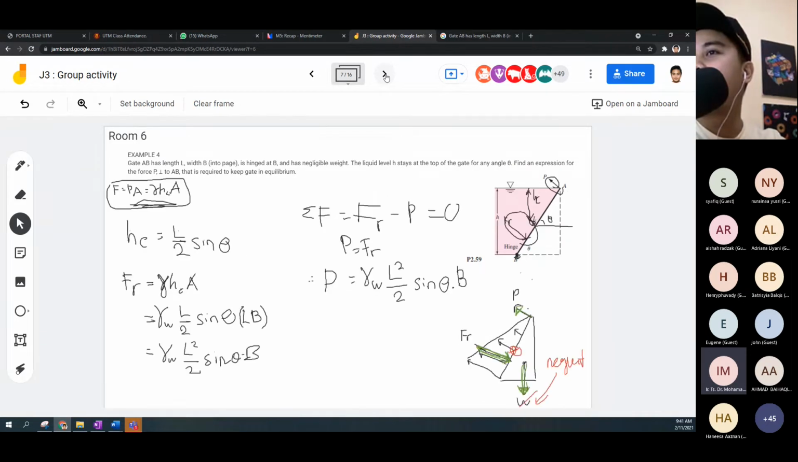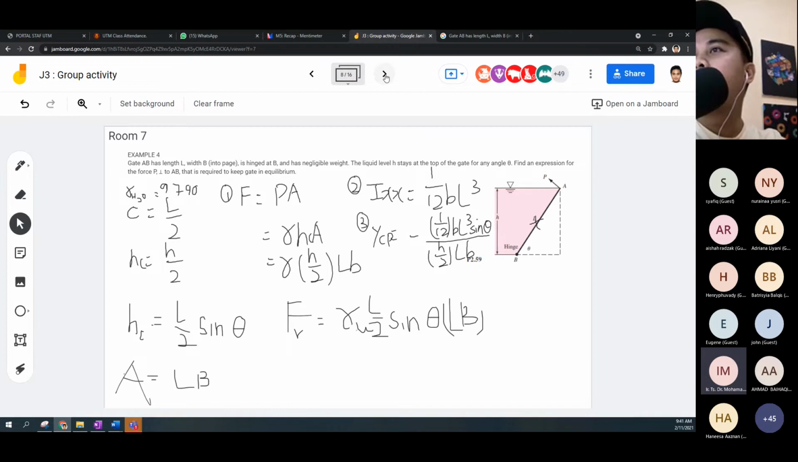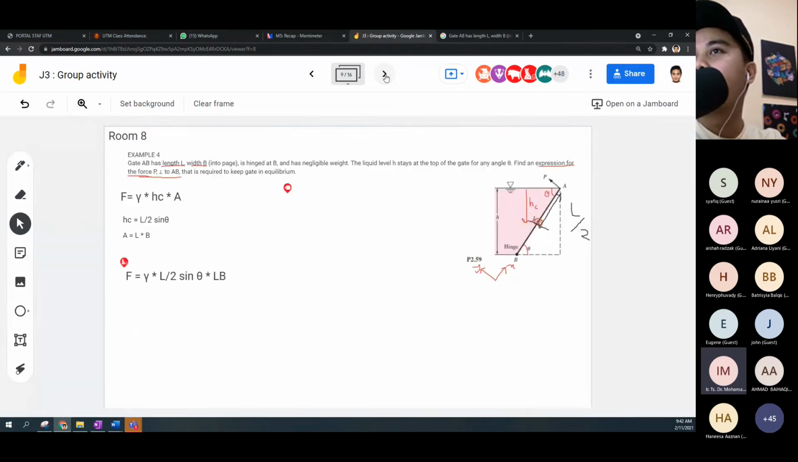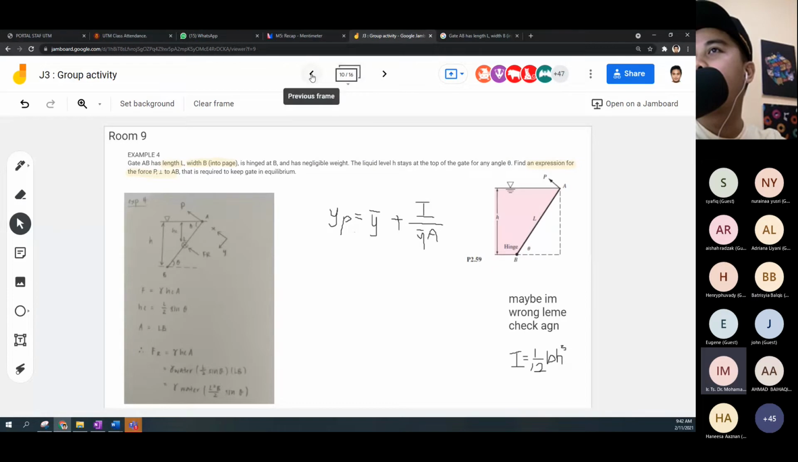Room 6 has one mistake here. Supposedly this is not the L, this is H, H over 2. Room 7, so good. Room 8, used the equation.